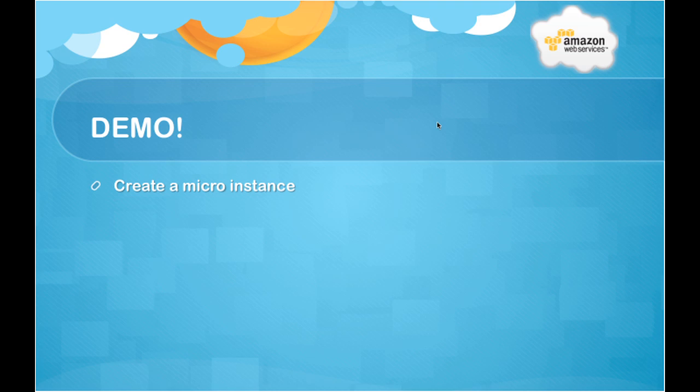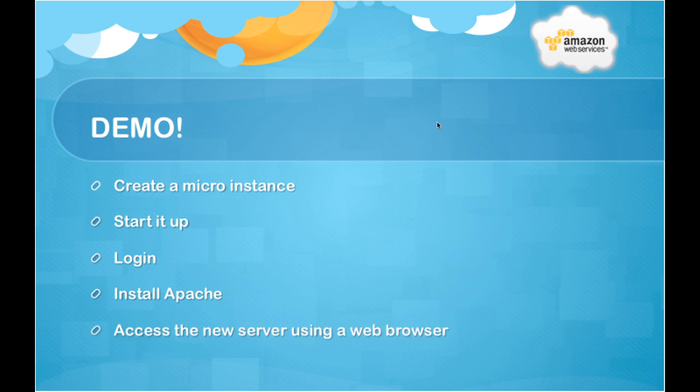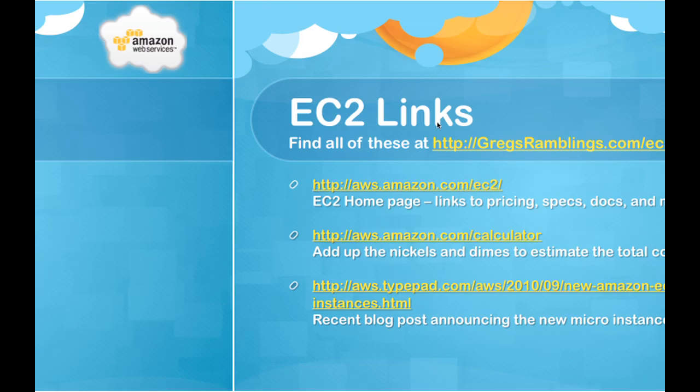First thing we're going to do is create a micro instance. We're going to start it up. We're going to log into it. We're going to set it up as a Linux instance. So we're going to log into it from our command line interface here. I'm going to do a quick install of Apache, and then we're going to actually access that Apache web server using a web browser to confirm that it's up, and then we'll terminate it and call it a day. And we'll be spending a total of the minimum 1 hour, and it'll cost us 2 cents to have that fun.